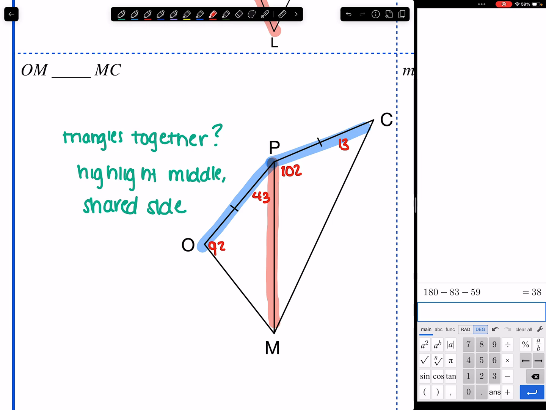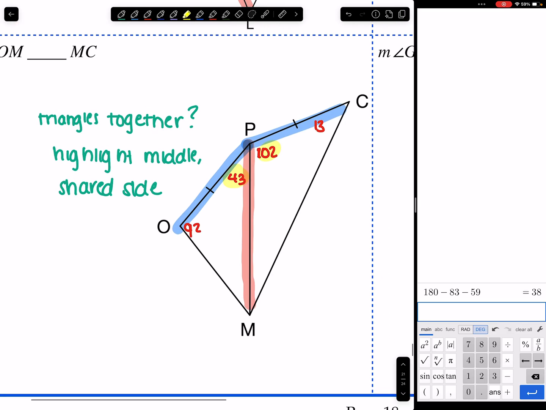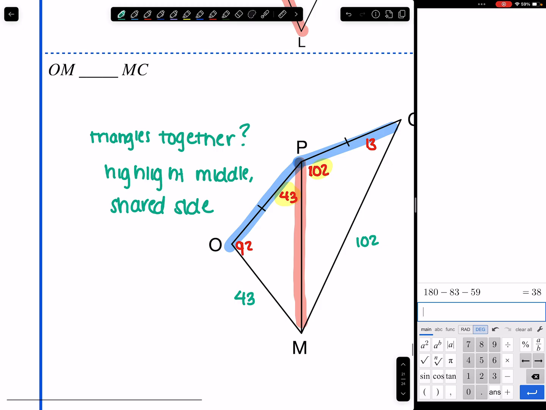And so where these two sides meet is in this corner there, so we need the 43. Where these two sides meet is in this corner here, that's the 102. And so now we can take the 43, we pull it out, the 102, we pull it out. OM is 43, MC is 102, clearly that one's bigger, arrow points that way.